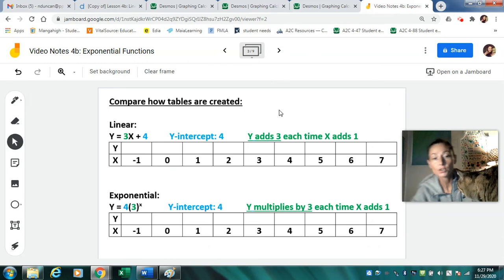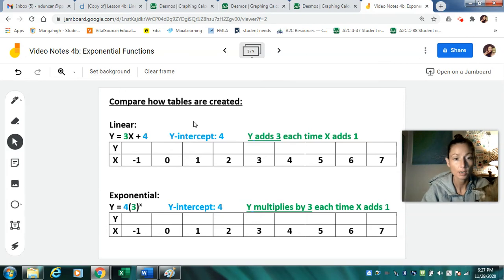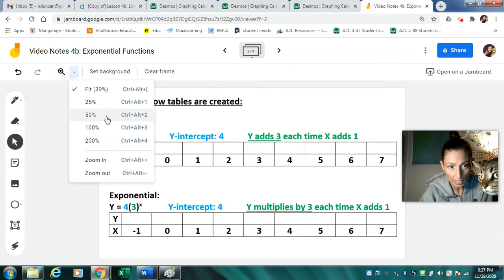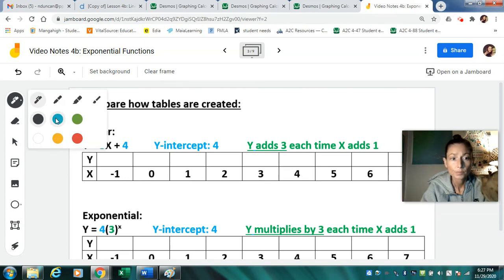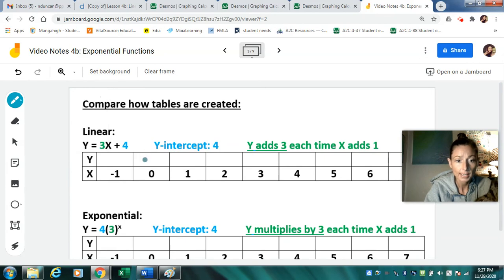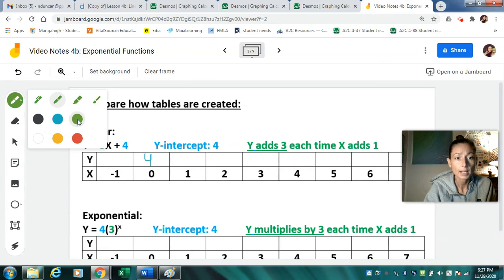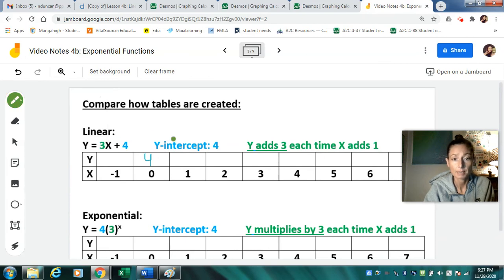All right, so we're going to be trying some similar linear and exponential tables to see how it's different and how we put these together. So with a linear table, the first thing I want to look for is the y-intercept. And that's this second part that doesn't have an x on it. And that always goes above 0. So I have a y-intercept of 4. That's going to go here at 0. And then a slope of 3 means that I add 3 every time I go forward.